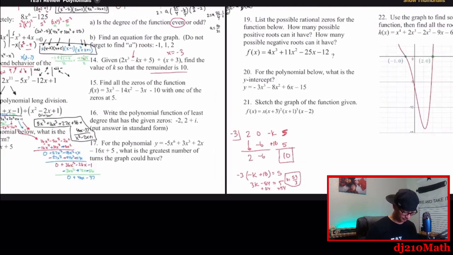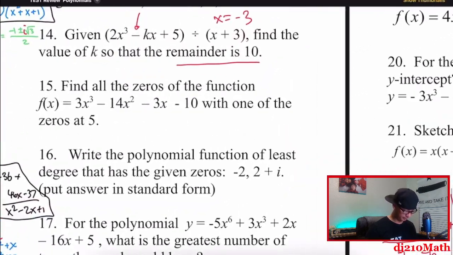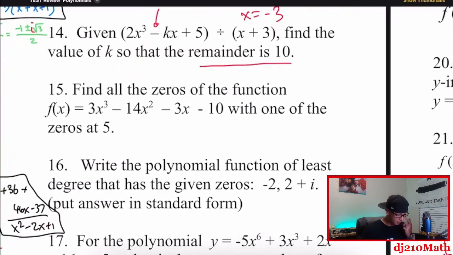Okay. Where are we at? 15. Find all the zeros of the function with one of the zeros at 5. So x equals 5 is a 0. If x equals 5 is a 0, we want to find all of them. So there's going to be 3, so I need to find 2 more.